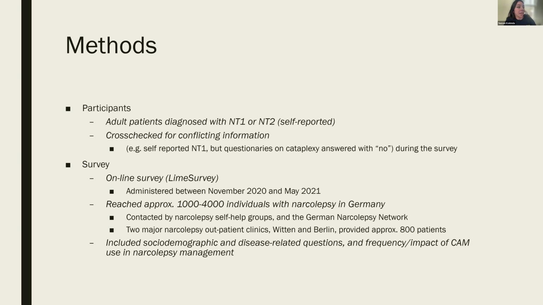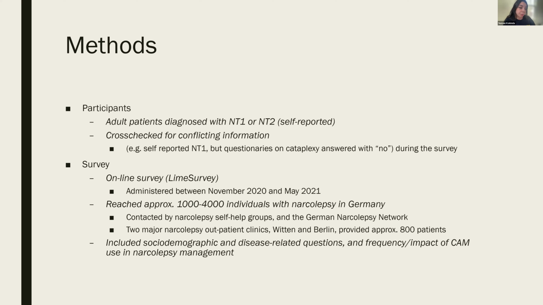Okay, so the methods. So what they did was they ended up doing an online survey. They included adult patients, either with narcolepsy type 1 or type 2, which were self-reported. This was cross-checked for conflicting information. So if a patient reported narcolepsy type 1, but then answered no to cataplexy on the questionnaire, then this was excluded.